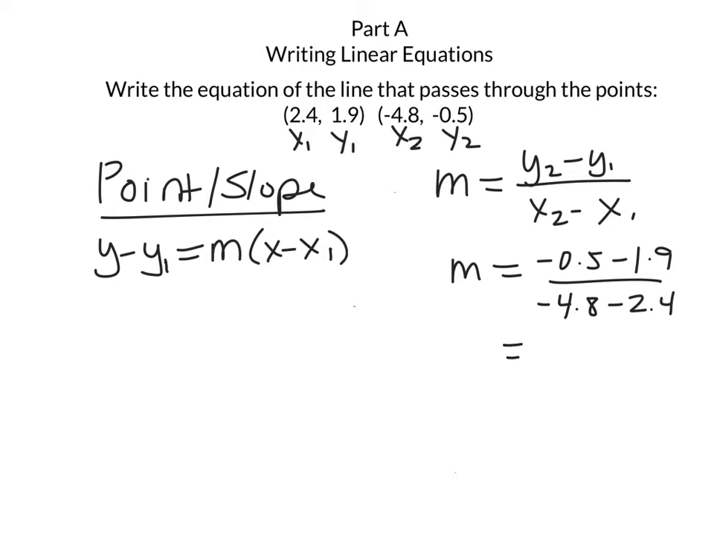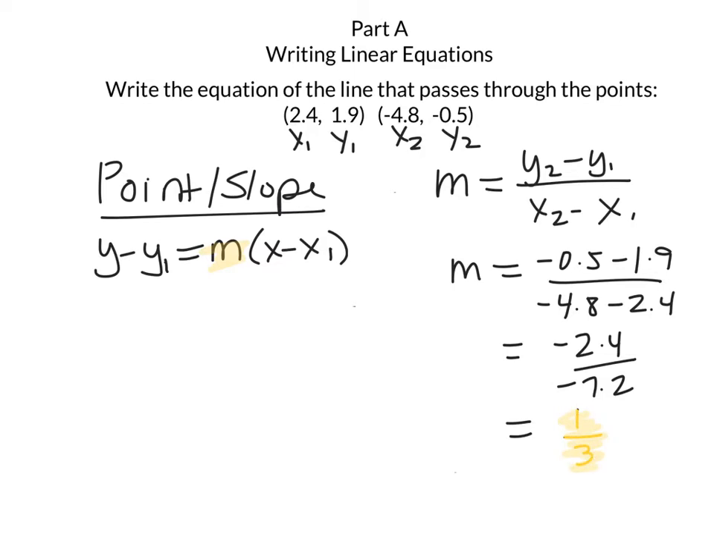All right, so a little bit of arithmetic. If you take negative 0.5 minus 1.9, you'll get negative 2.4, and negative 4.8 minus 2.4 gives us negative 7.2. Now we can reduce that ratio. Negative divided by negative is a positive, and 2.4 goes into 7.2 three times, so we end up with positive 1/3. Now we know what our slope is, and we will replace m with that slope. That slope is positive 1/3.